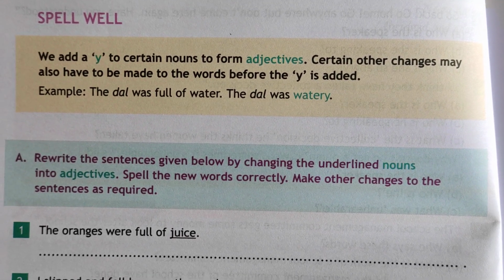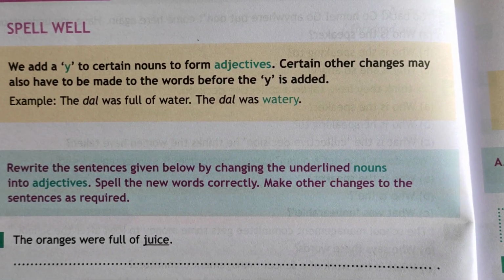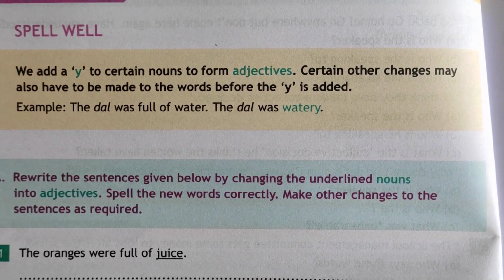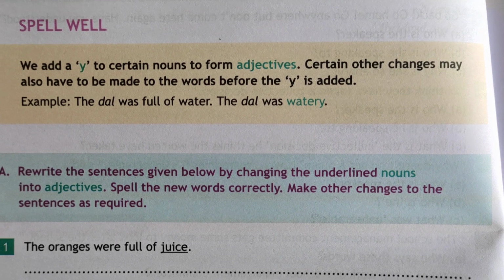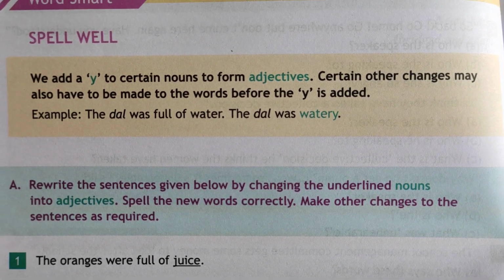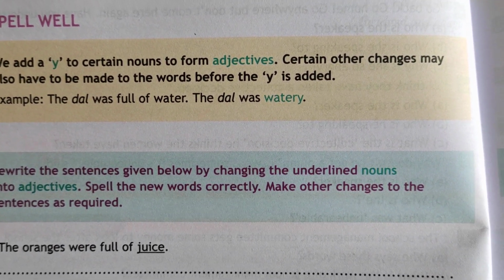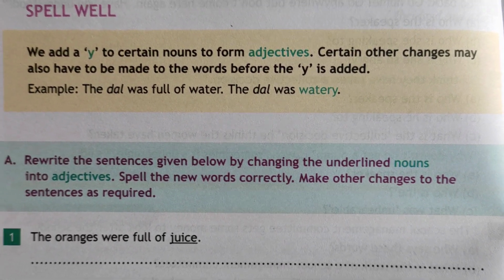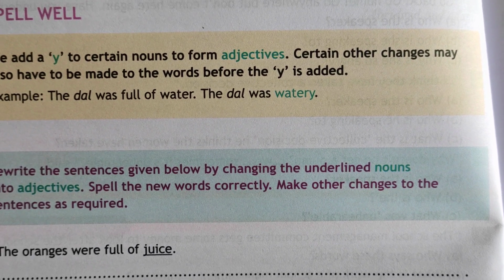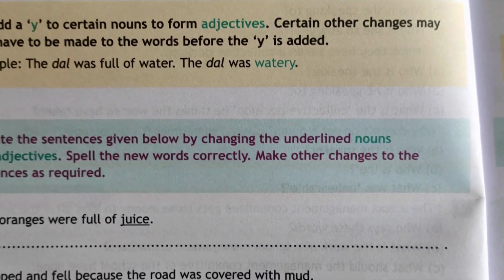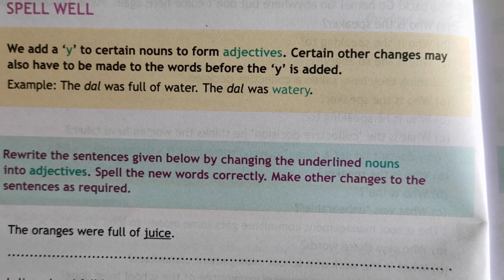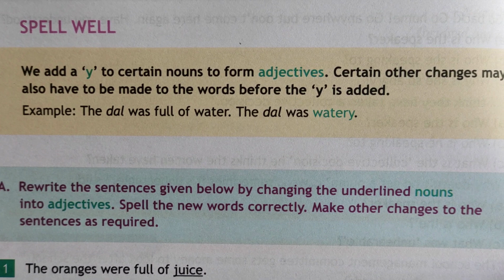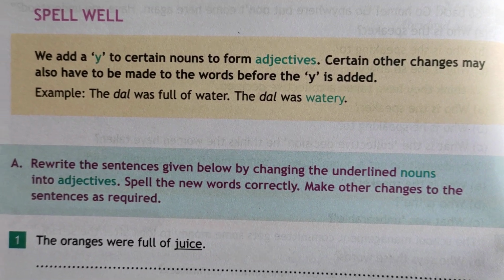So we add a y to certain nouns to form adjectives. Certain other changes may also have to be made to the words before the y is added. Example: the dal was full of water. The dal was watery. So here you see the example, the question is given, the dal was full of water, and what actually has been done, the dal was watery. The noun dal was full of water, so the quality of that noun is that it was full of water.